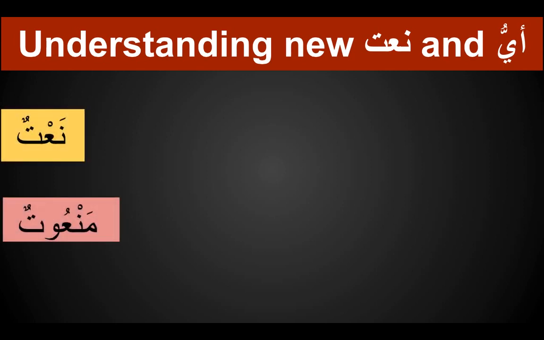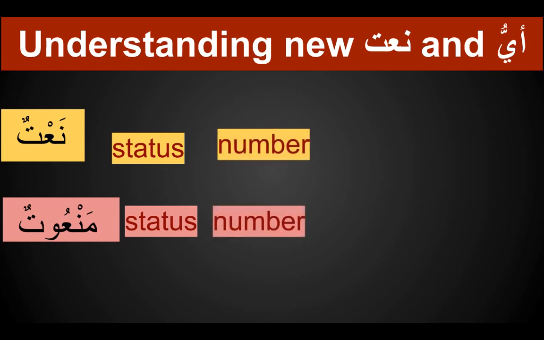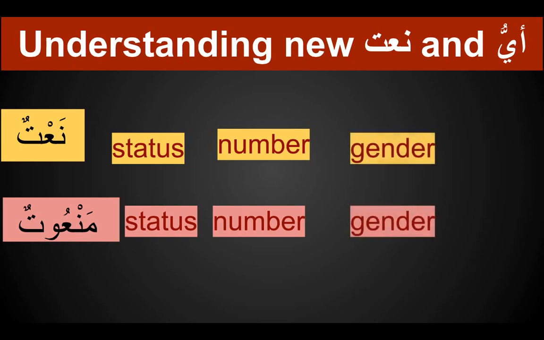So we know Naat follows Man'ood in 4 characteristics. That is, in status it matches. If Man'ood is Marfu, Mansub, Majrur, Naat will be Marfu, Mansub, Majrur. If Man'ood is singular, Naat will be singular. If Man'ood is plural, Naat will be plural. If Man'ood is masculine, Naat will be masculine. If it is feminine, it will be feminine. And same thing with the type. If it is an indefinite Man'ood, Naat will be indefinite. And if Man'ood is definite, Naat will be definite. So these are the 4 characteristics where the Naat will match the Man'ood.